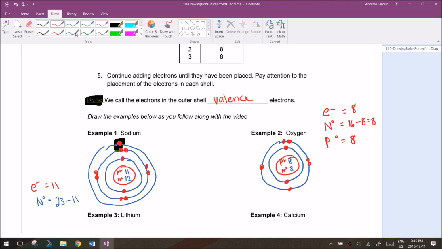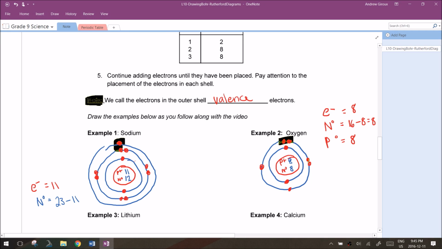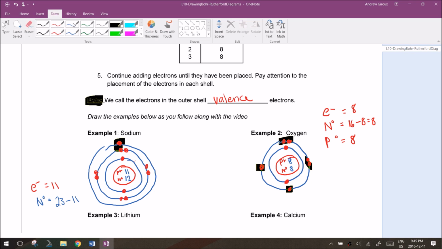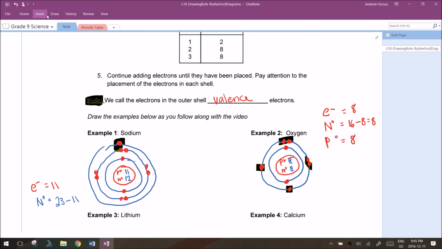Let me just do a quick count here. This one would have 6 valence electrons. We don't need to write this when we draw Bohr diagrams, but sometimes it's good to get in the habit of thinking about it. So this has 6 valence electrons, and those again are the electrons that fall in the outer shell. So we do not need to write this or highlight the valence electrons. I'm just doing it to get you in the habit of thinking about it.